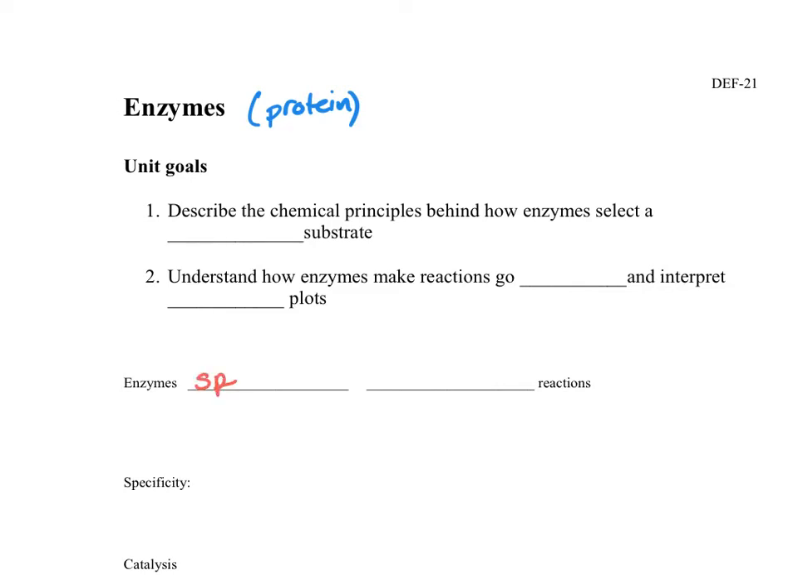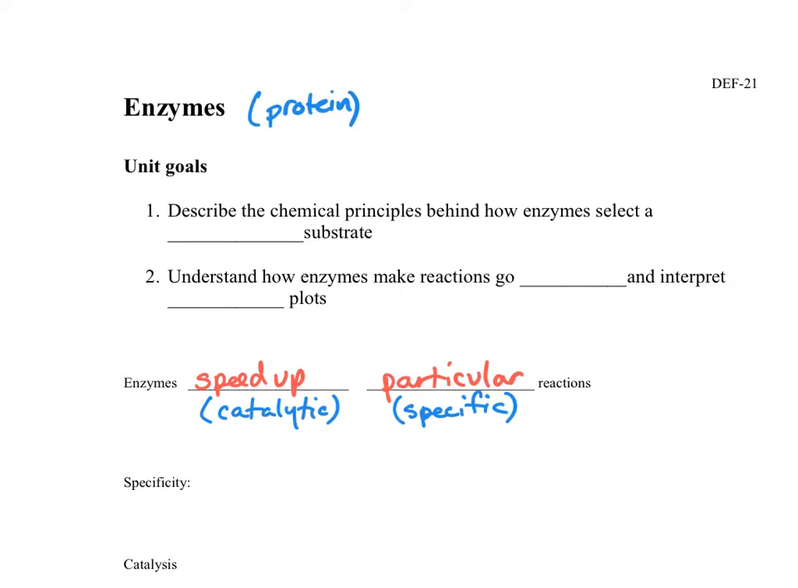Enzymes speed up particular reactions. Sometimes we use more chemical descriptions to say the same thing. When we say enzymes speed up reactions, what we mean is they're catalytic. We'll come back and talk about that a little bit more. And when we say particular reactions, we say they are specific.